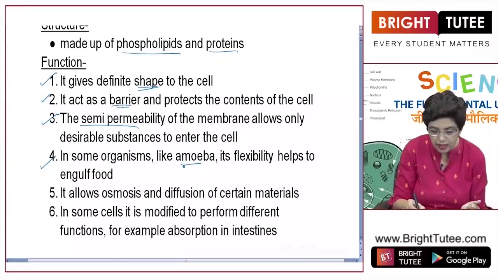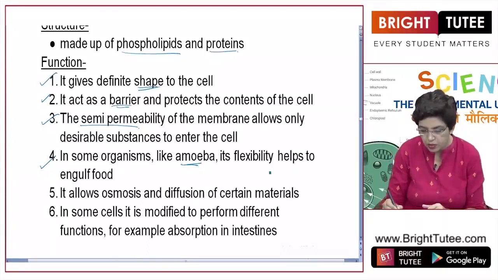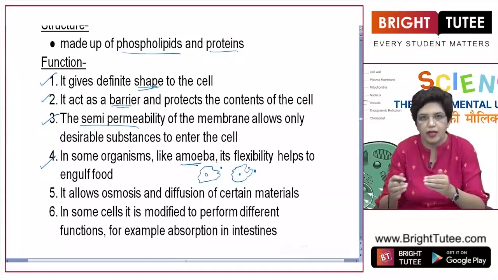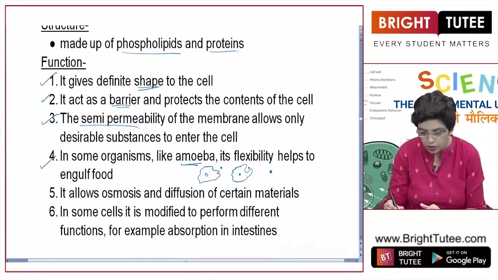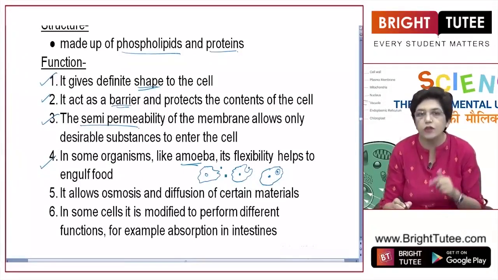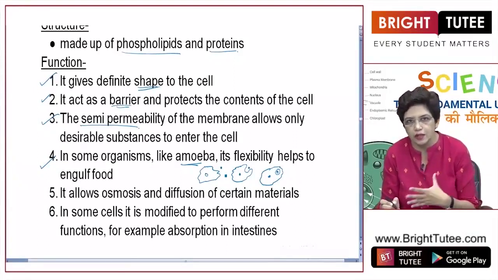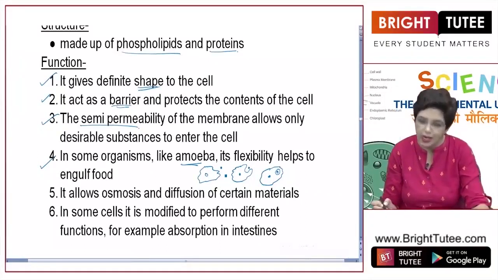In some organisms like amoeba, the plasma membrane is very flexible and it helps in engulfing the food. In amoeba, the plasma membrane does not have any fixed shape. So if there is some food around, what will happen? The plasma membrane will form tiny projections around it and help in engulfing the food. So ultimately the food will just come inside. This engulfing is made possible only because of the flexibility of the plasma membrane. So this movement as well as this nutrition is possible because of the plasma membrane.